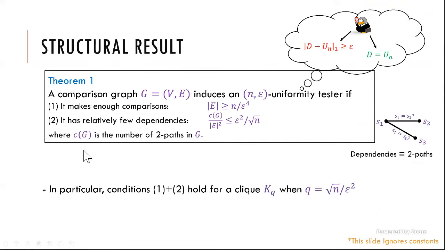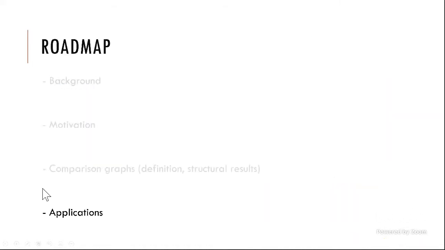Okay, so this is the idea. And in particular, if we look at the clique graph, then whenever this is the size of the clique, those two conditions hold. Okay, so let's see how we use this to create uniformity testers under constraints.